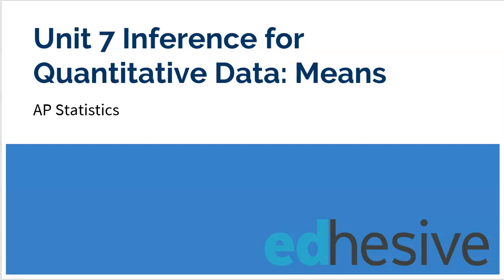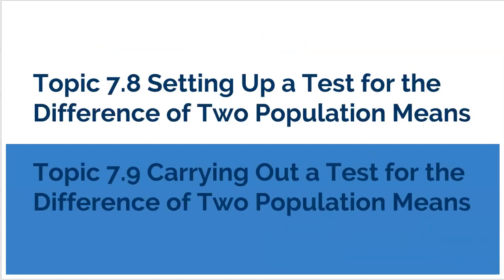Welcome to Unit 7, Inference for Quantitative Data with an emphasis on means. In this video, we're actually going to cover two topics. I know we've never done this before, but we're going to cover topic 7.8, setting up a test, and 7.9, carrying out a test for the difference of two population means.